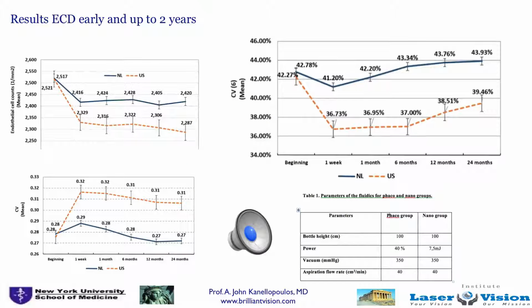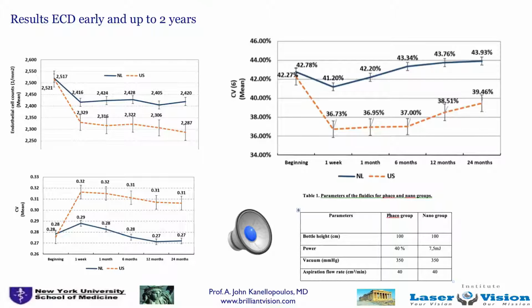In this slide we can see the graphics which illustrate rather better the endothelial cell density, as you can see on the top left, between the nanosecond laser in blue, retaining the numbers up to 2 years with an initial slight drop, and the ultrasound, which is the dotted orange line, showing an initially more significant drop in endothelial cells, and these numbers stand in comparison to laser up to 2 years.